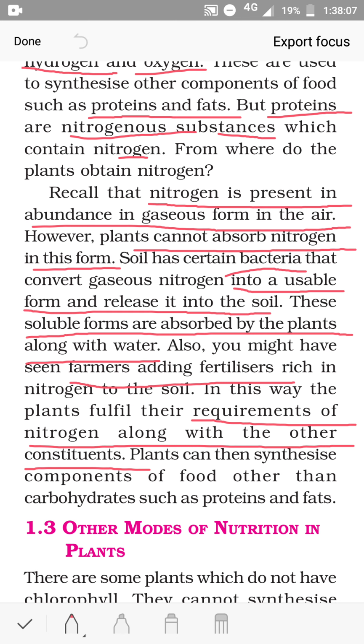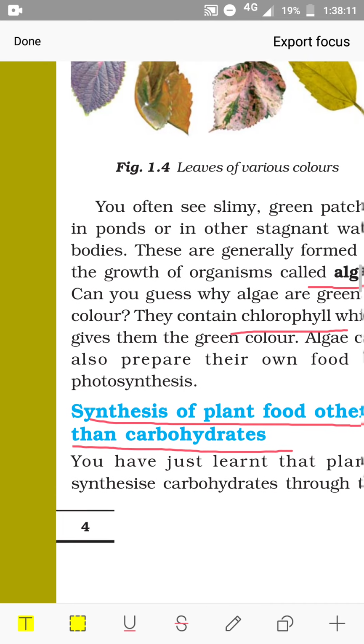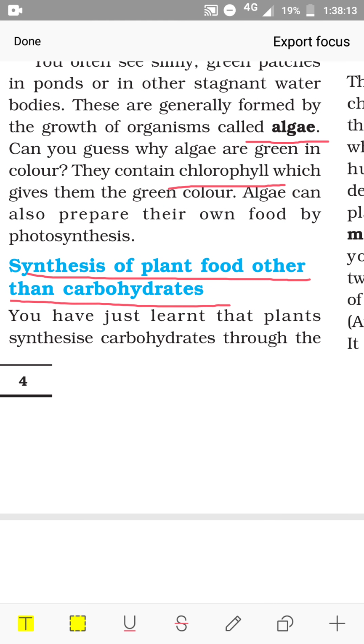So today what we have learnt is the synthesis of plant food other than carbohydrates. Today up to this much.